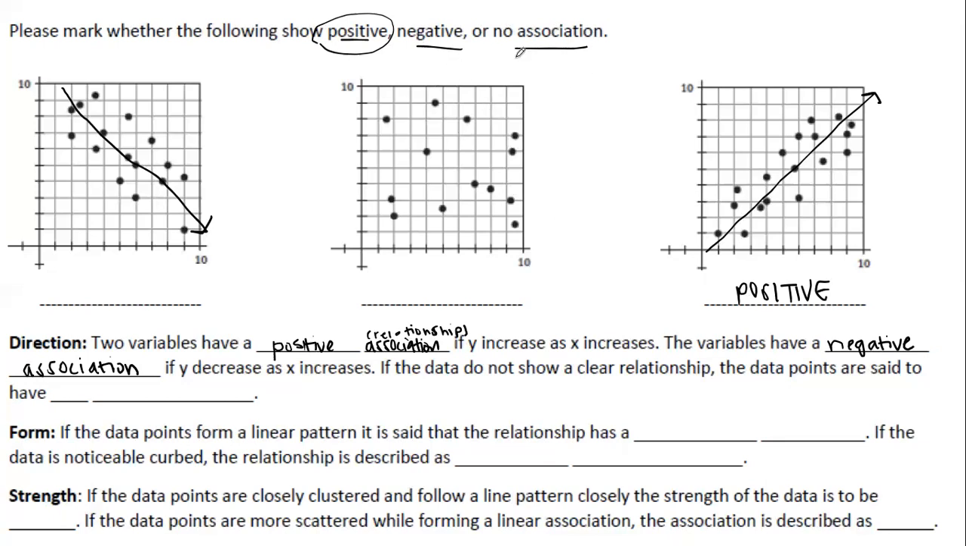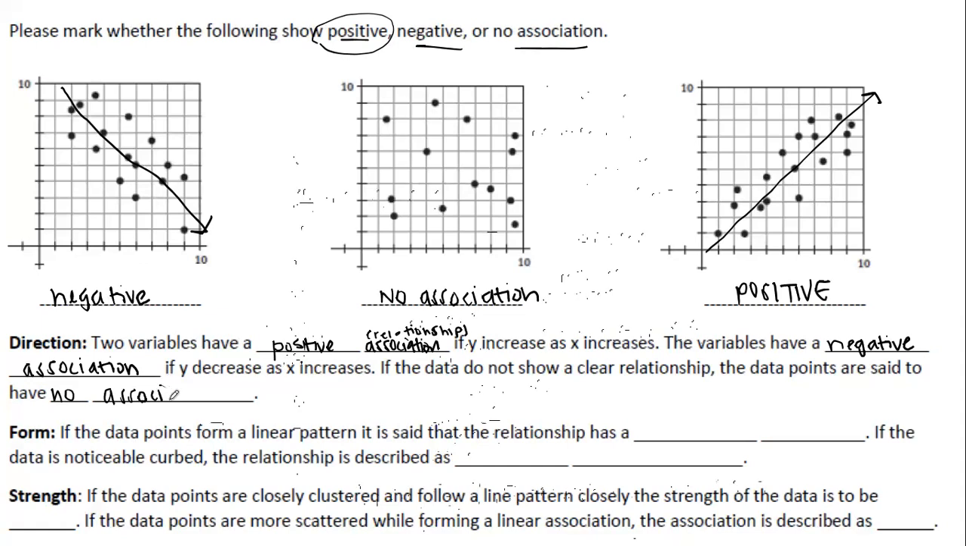And then no association would be this middle graph right here. No association. Why do you think this is no association? It's in random places. It's all over the place. I can't tell if it's positively going up, negatively going down. You really just can't tell. So this has no association. No relationship between X and Y. You cannot make any conclusion about this graph or this data.